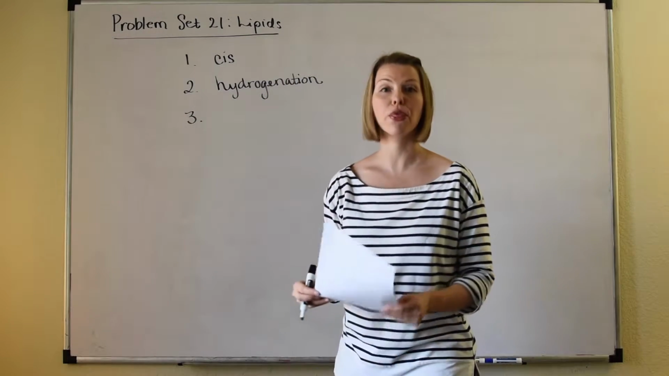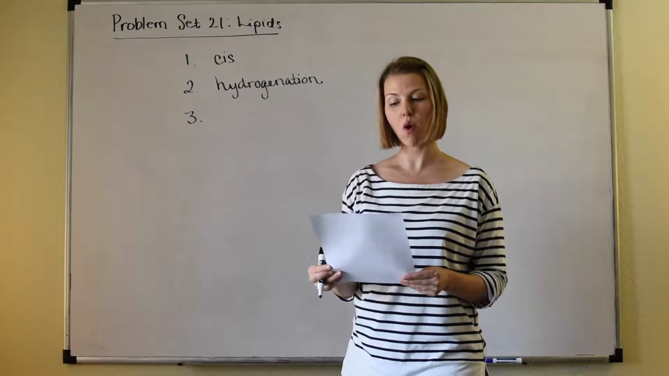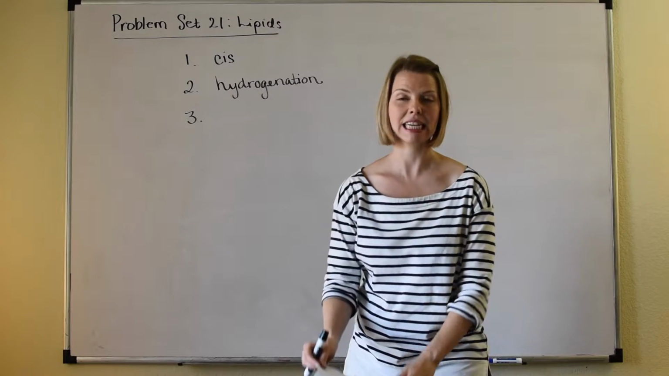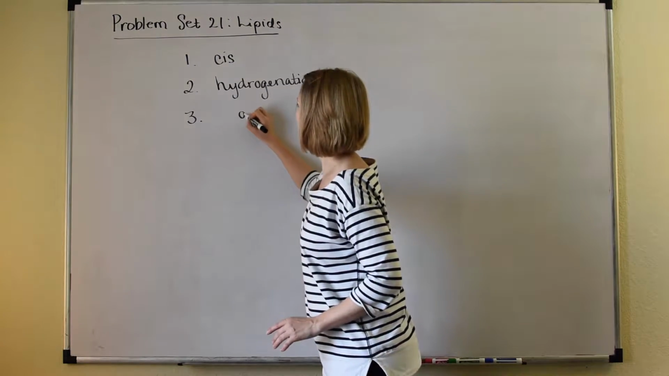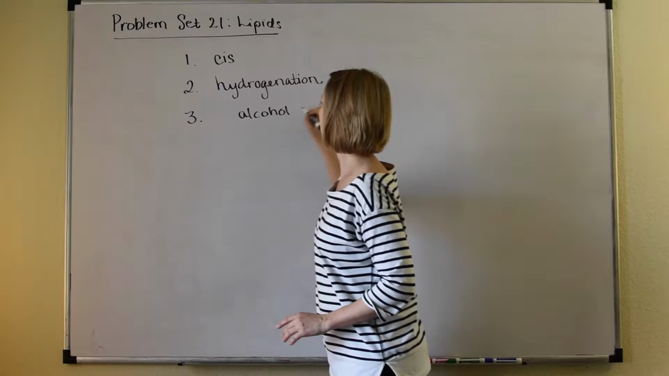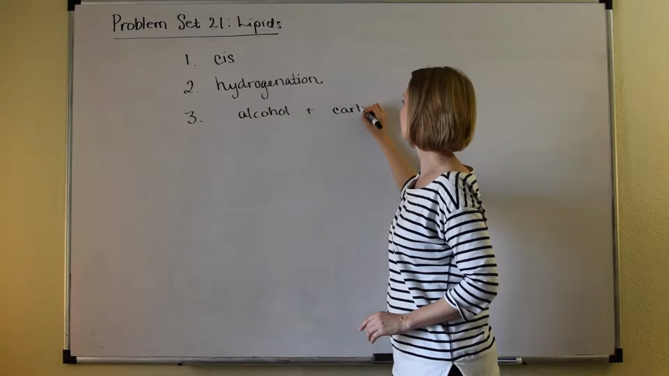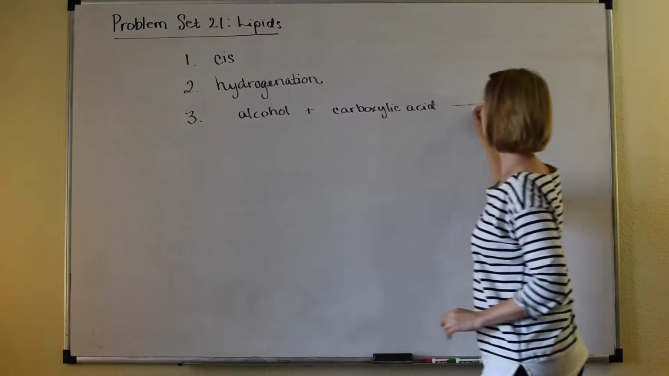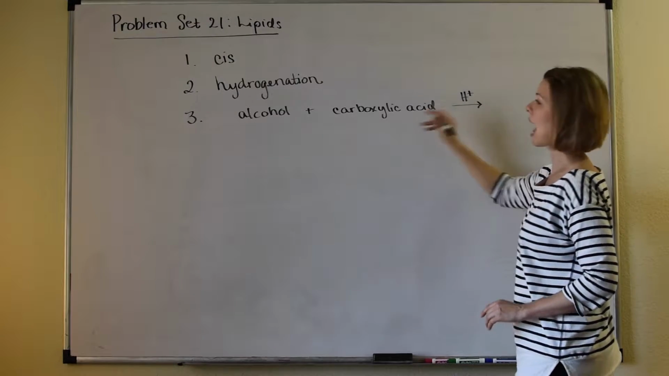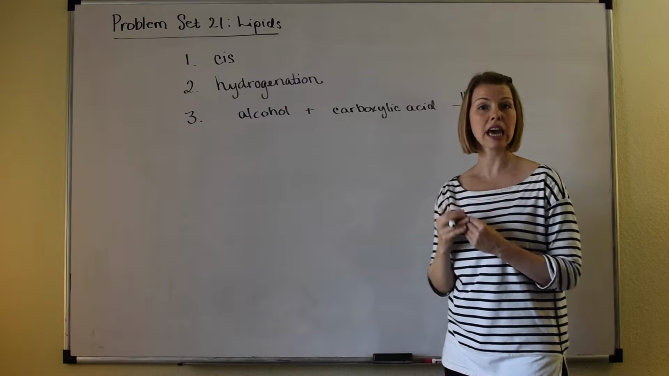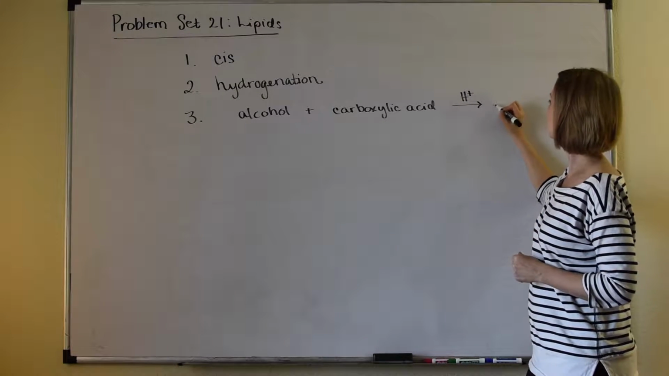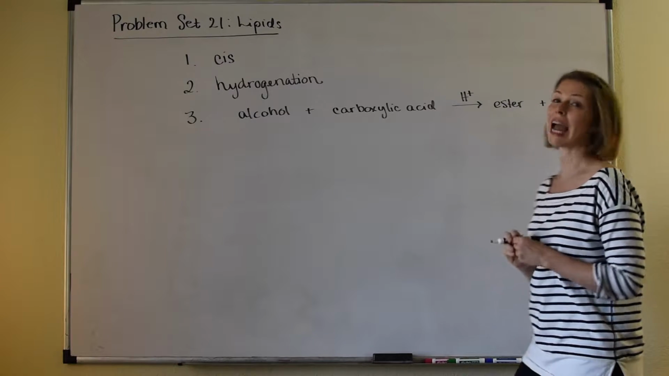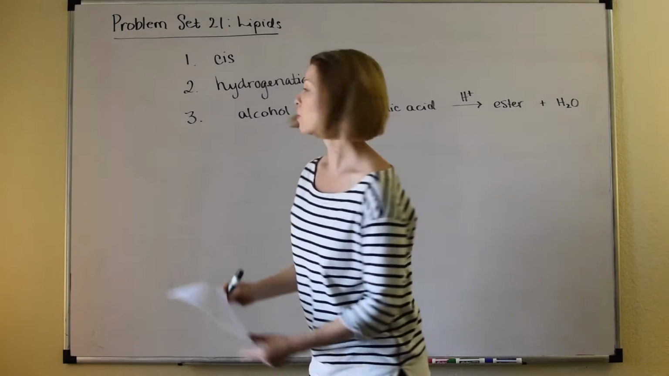Okay, number 3. What functional group forms when a carboxylic acid and an alcohol react under acidic conditions? So an alcohol and a carboxylic acid, in the presence of an acid. Remember that those are going to link together to form an ester functional group, and a byproduct of that reaction will be H2O.